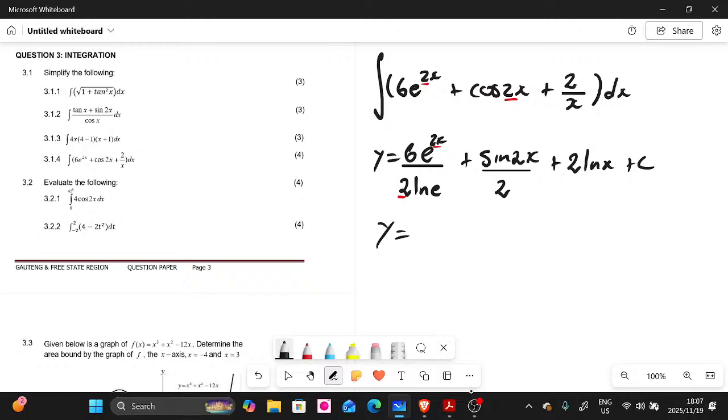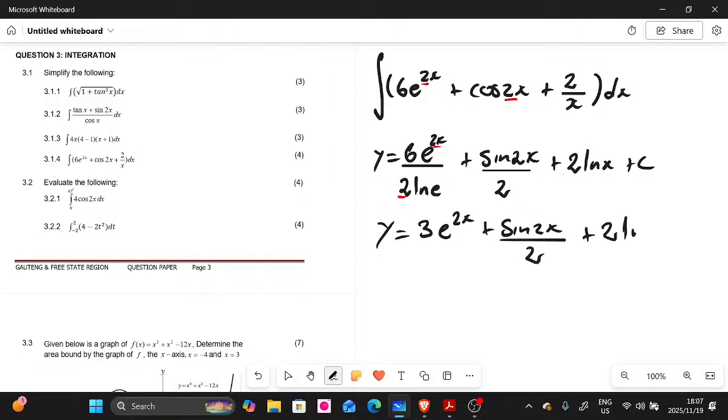We have 6 divided by 2, which gives us 3. And we have ln e in the denominator, guys. Ln e is equal to 1. Don't forget it. You can leave it, and you write e to the power of 2x, plus sine 2x divided by 2, plus 2 ln x, plus c. So that's our final answer there, guys. I hope you understood this one as well.